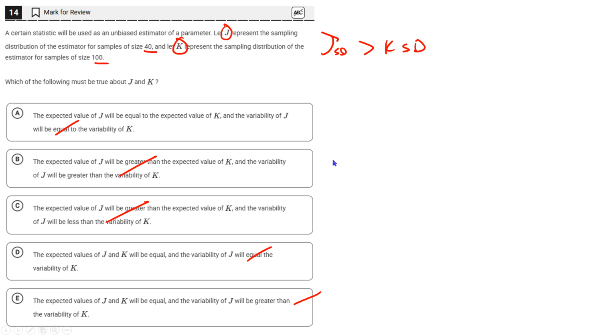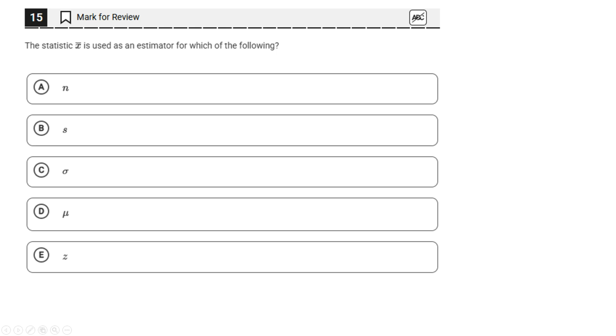All right. Question 15. X bar is used as an estimator for mu. Plain and simple.